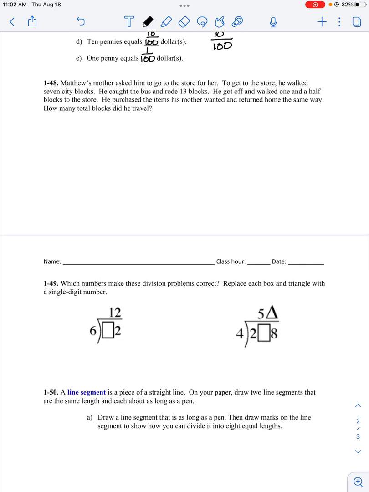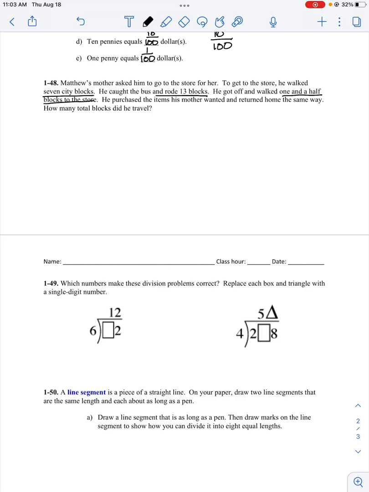Okay, moving to problem 48. Matthew's mother asked him to go to the store for her. To get to the store, he walked 7 city blocks. He caught the bus and rode 13 blocks. He got off and walked 1.5 blocks to the store. He purchased the items his mother wanted and returned home the same way. We want to know how many total blocks did he travel.